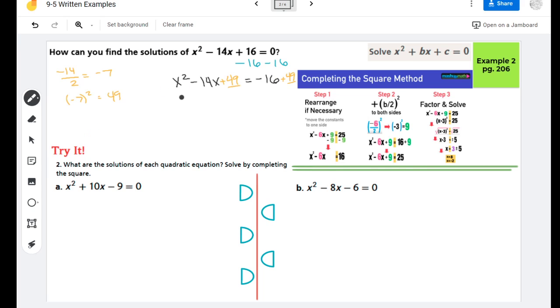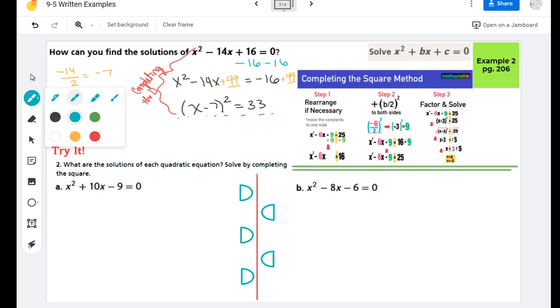So what that means is here on the left-hand side, this is now a perfect square trinomial, and it'll factor as x and then whatever this expression is. So this is x minus 7 squared. And on the right-hand side, negative 16 plus 49 is 33. So what we have done up to this point is completing the square. We haven't solved yet, but we have completed the square. Now I'm going to go on and solve. See how it's really like two big steps of what I'm doing?